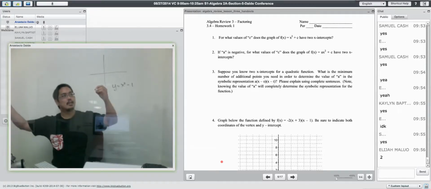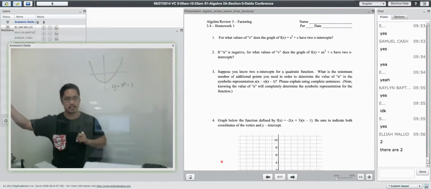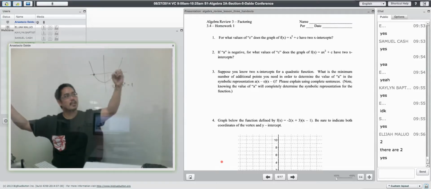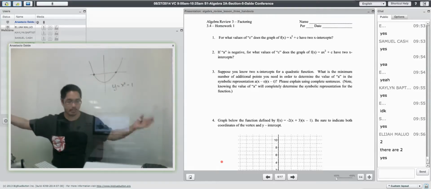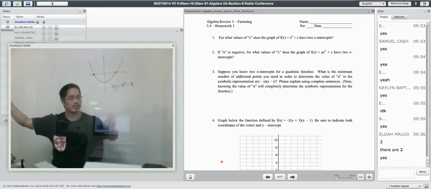All right. Elijah, I'm thinking that you got a graph that looks something like this on Desmos. Am I correct? Awesome. And so you said, hey, it crosses the x-axis twice. Good, I agree. Try minus 2. Try plugging in a minus 2 instead, okay?